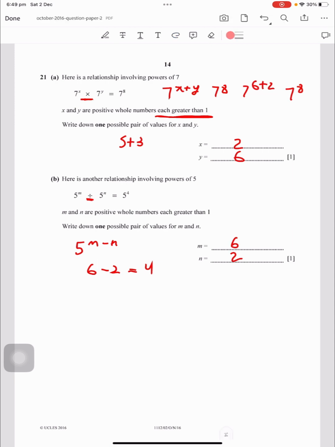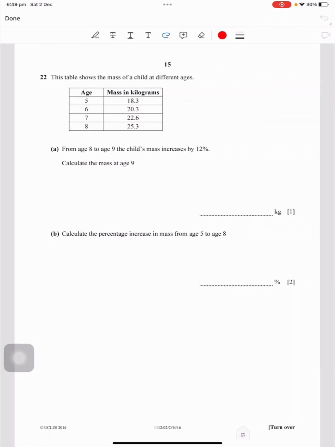Okay, next, let's move on to the next question. Okay, question number 22. This table shows the mass of a child at different ages. Okay, so as you can see right here, from age 8 to age 9, the child's mass increased by 12%. Calculate the mass at age 9.